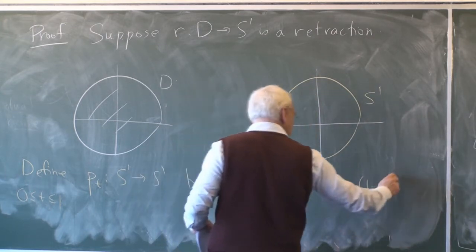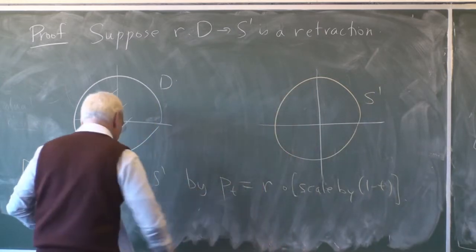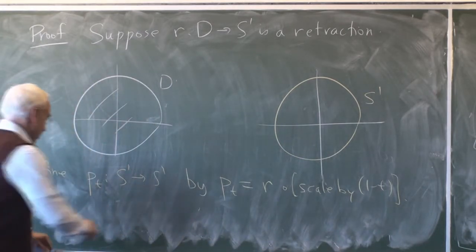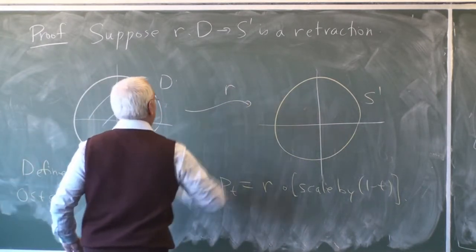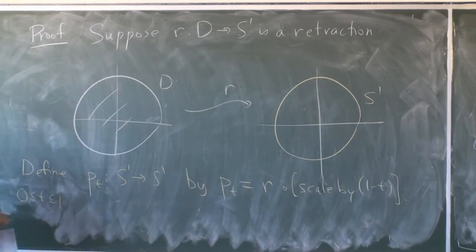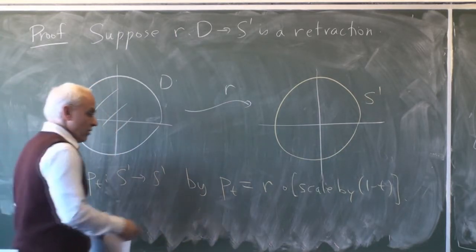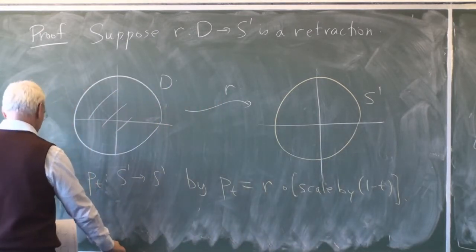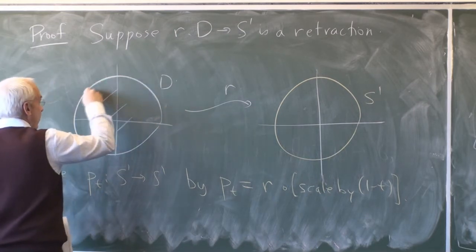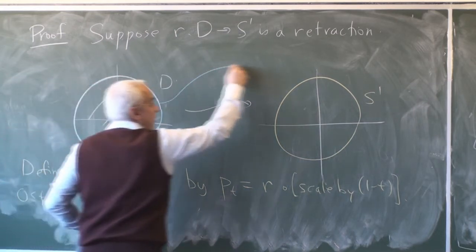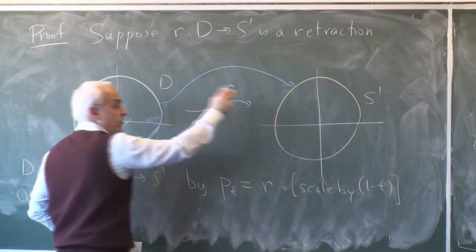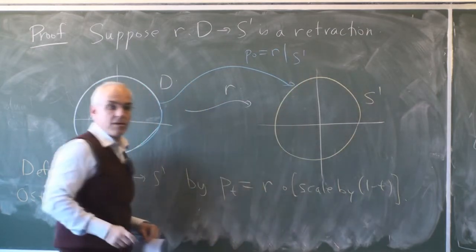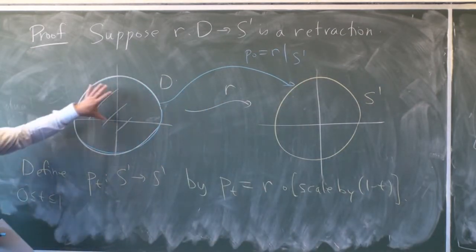Okay, so let me draw a picture of what I mean. We assume we have some map. When t is equal to 0, we're not scaling by anything. So when t is equal to 0, we just get the map from the boundary to here, P of 0. It's just R restricted to the boundary. We're not scaling at all.